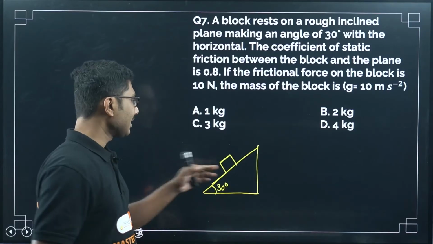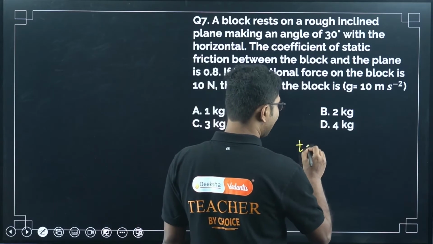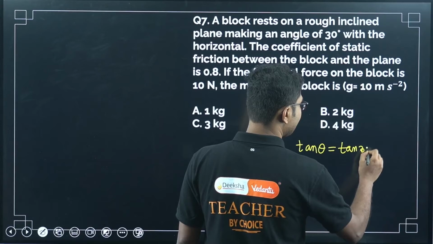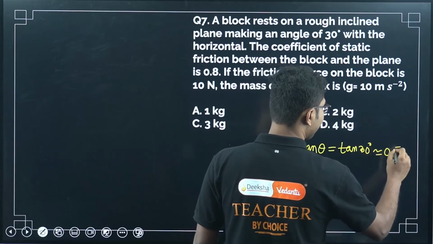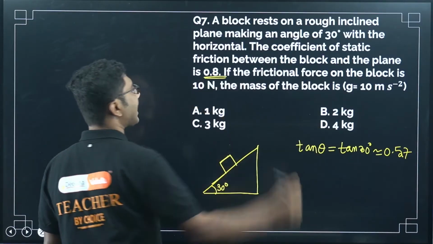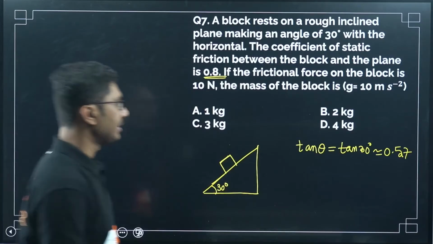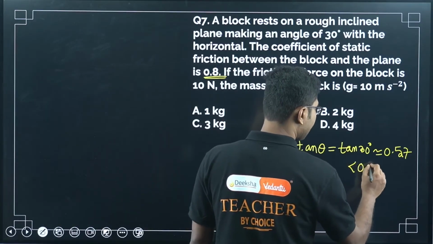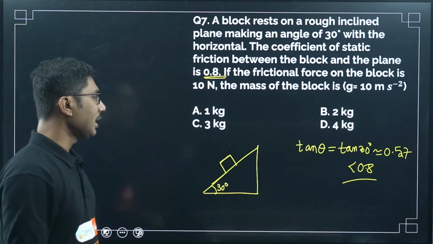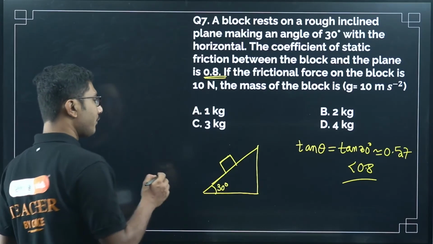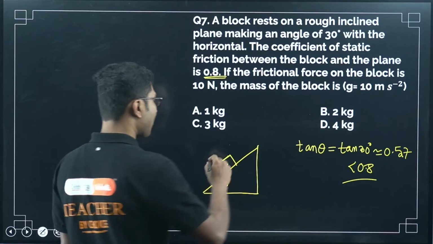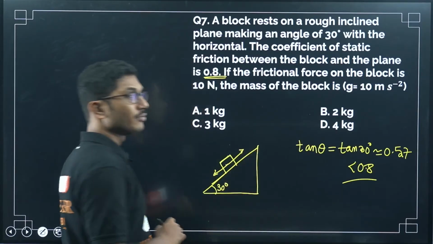First of all, I said first calculate tan theta, and if you remember the value of tan 30 degrees, it is around 0.57. This is clearly less than the coefficient of static friction, 0.8. So the block will not move. When the block is not moving, the force of friction is whatever force is acting in the forward direction; the same amount of force will act in the backward direction as the force of friction.